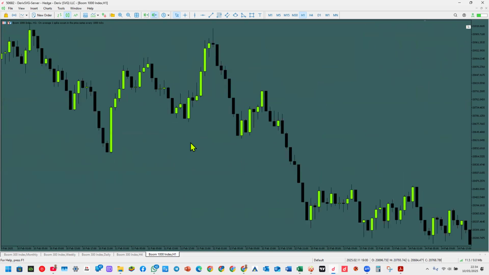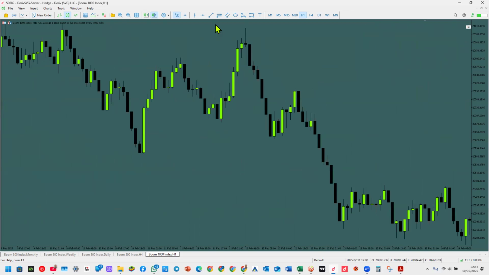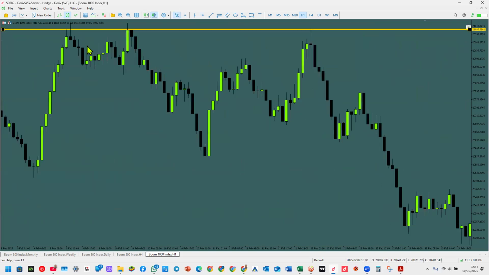Look at this one. This one is so fantastic. Watch this. This is your resistance zone. See that? It's your resistance zone. And then the market came here and gave you this dragonfly, right? Then immediately the market dropped massively.